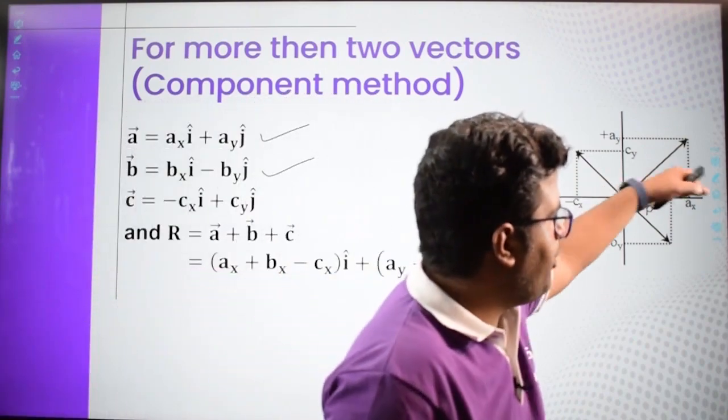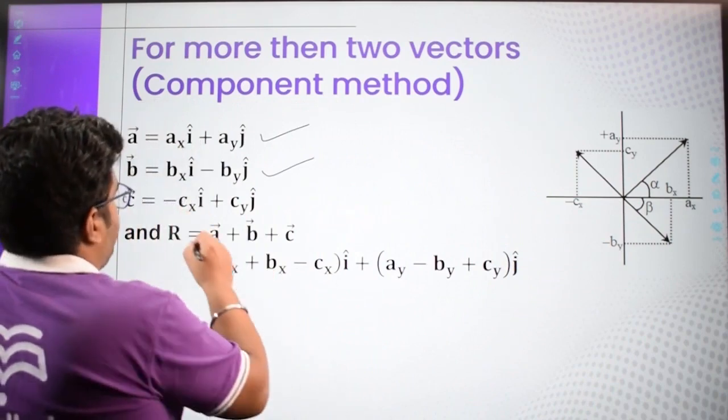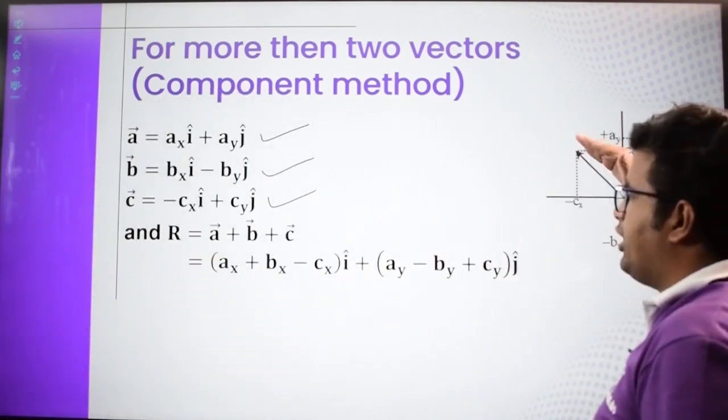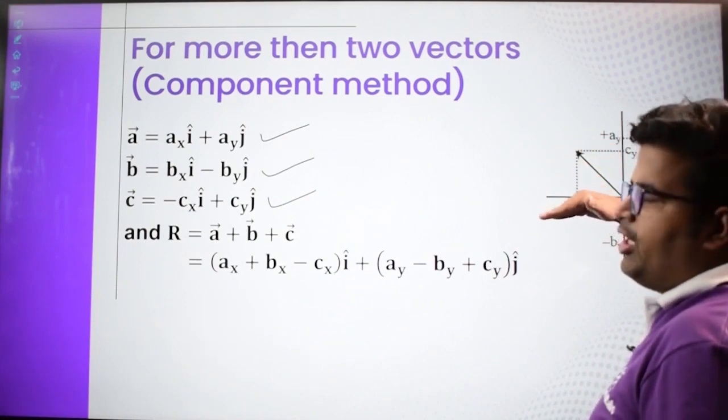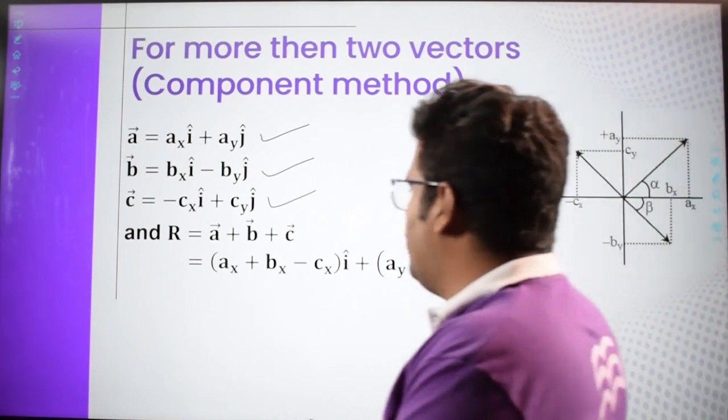देखो, bx i cap है और minus of by j cap है क्योंकि नीचे की तरफ है, and the last one is minus of cx i cap, क्योंकि हम देख सकते हैं c वेक्टर जो है that is along minus of x, मतलब negative direction of x-axis है, and that is cy j cap.